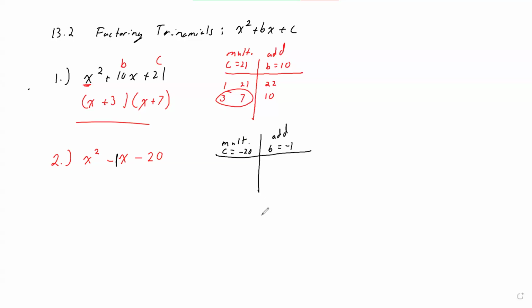Now, when you're going through your multiplication table, again, if you know the answer, that's great. If you don't, go through the process. If I start with 1 and 20, for it to multiply to a negative 20, one of them has to be a negative. Since I'm adding to a negative, my bigger number would be negative. Now, in this case, what is 1 minus 20? Negative 19, right? Not the number I was looking for.